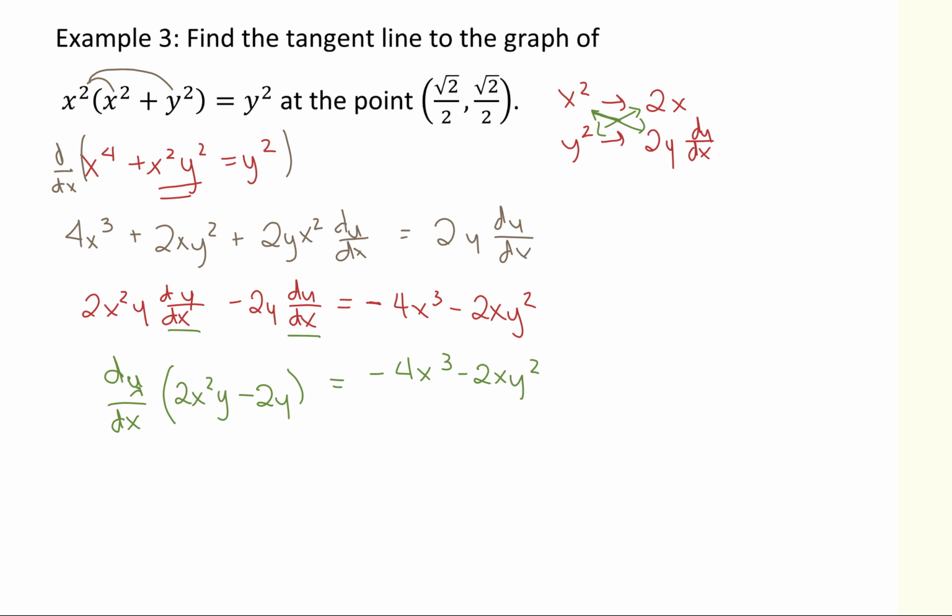And our last step is to solve for dy dx. So it is negative 4x cubed minus 2x y squared all over 2x squared y minus 2y. And if I wanted to simplify this a little bit, I could divide everything by 2. Everything's divisible by 2, so it becomes negative 2x cubed minus x y squared all over x squared y minus y.